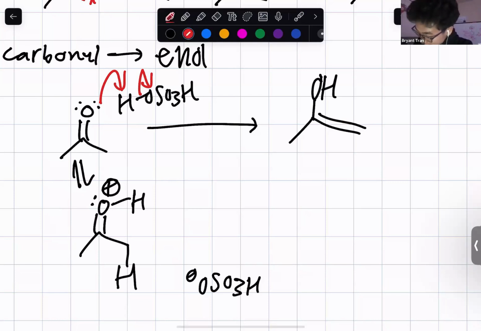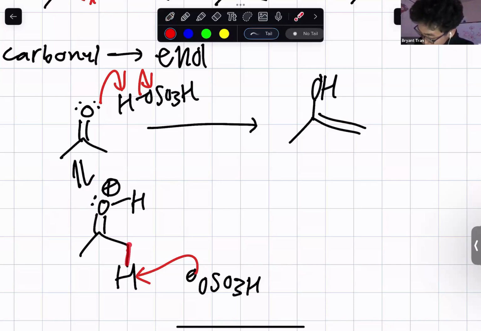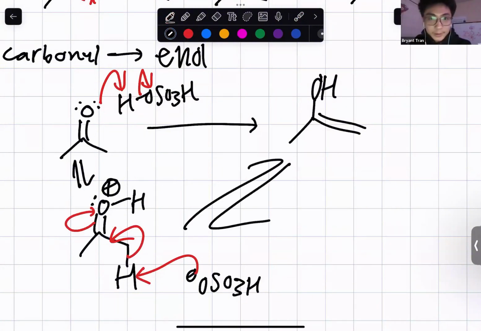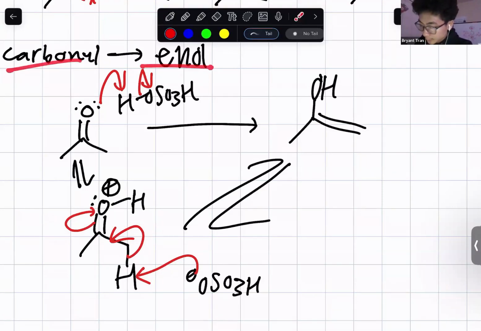We're gonna deprotonate this alpha carbon by grabbing that alpha hydrogen. The bond between this alpha hydrogen and carbon right there is going to make a double bond right here and pop this double bond onto the oxygen to give me that enol right there. Now, that's the whole mechanism to go from a carbonyl to enol.